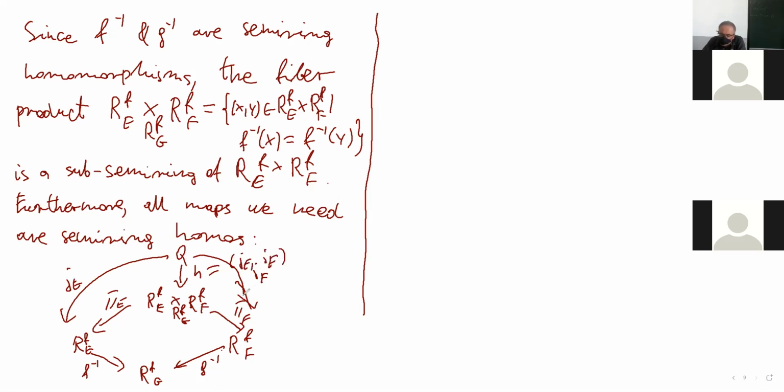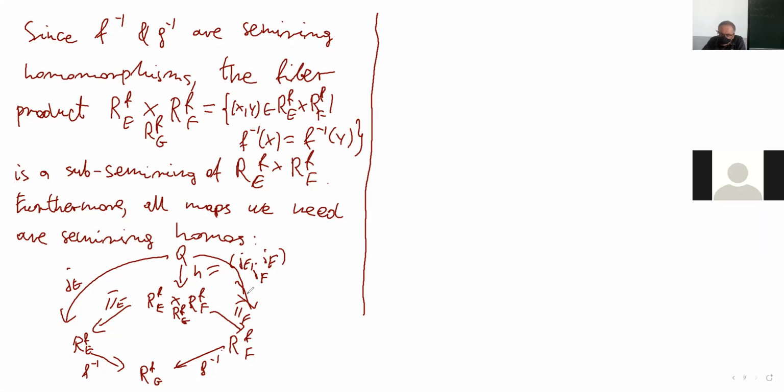So we are mapping Q into JE of Q, comma JE of F, and this is a compatible pair because by assumption I have that this outer diagram is commutative. So this means that H is also a semi-ring homomorphism.